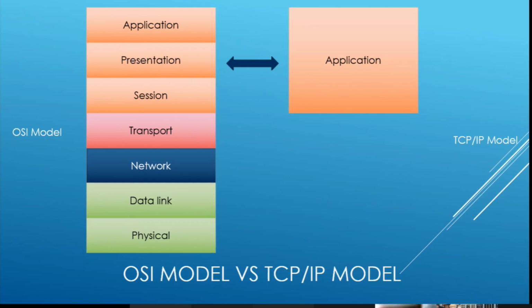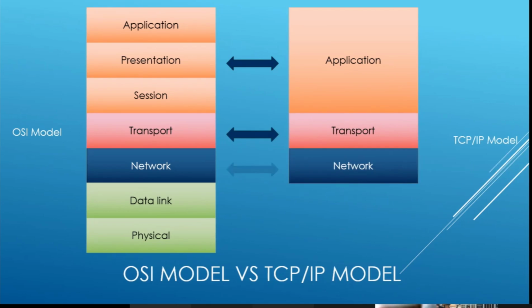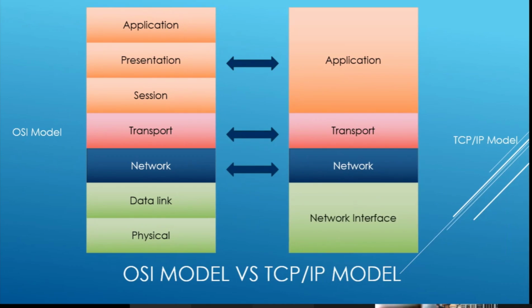Zach is going to cover all the application layers in a bit. Applications are also known as software. Both transport and network layers are the same for both models. Data link and physical is the equivalent to the network interface in the TCP/IP model, or TCP network interface.